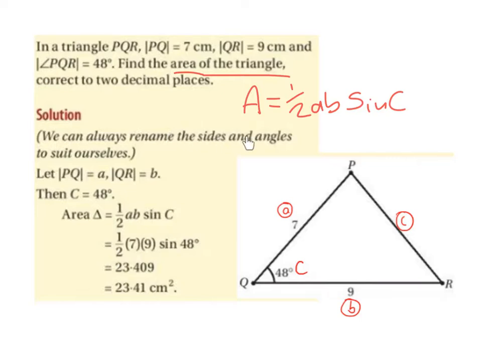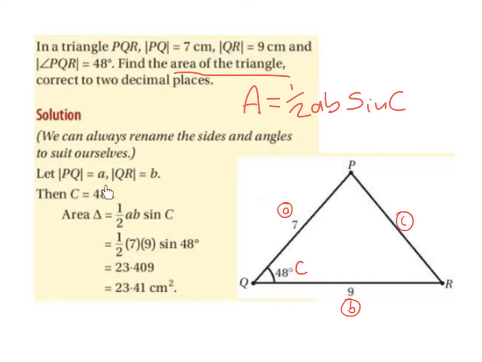So we can always rename the sides and angles to suit ourselves. Since there is a capital C in our formula, half ab sine C, we're going to label the angle that we're given as a capital C. So Q is now C. The side that's opposite that we label as lowercase c, so the side PR we label as c. Then the other two sides we label as a and b. It doesn't matter which way we label them. So I'm going to label PQ as a and QR as b, and then angle C is 48 degrees.